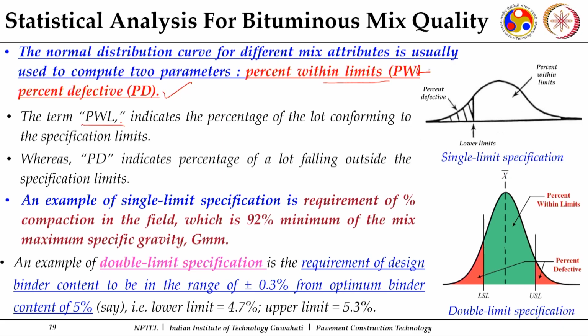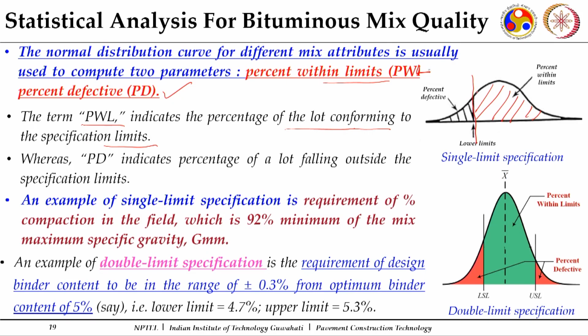What is percent within limits? If the results are plotted using the standard deviation and mean, and the limits are shown, percent within limits indicates the percentage of the lot conforming to the specification. So if this is the plot of my results of say 5 to 7 samples, and this is my lower specification limit, my test result should be more than this one. This is the area under the curve where I am meeting my requirement.